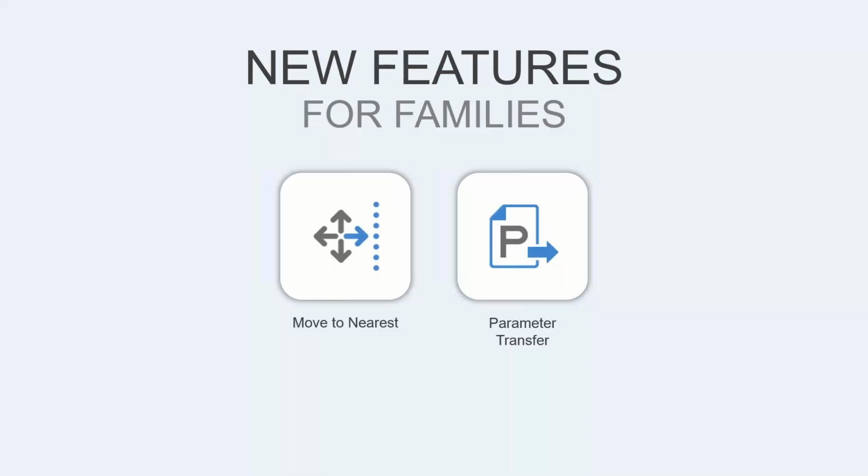Next, we're going to look at the Parameter Transfer feature. This allows us to transfer shared parameters between our families utilizing a Revit schedule. So we can create a schedule that shows all of the parameters in that family with all of the families we want to copy parameters to, and then make sure that we're using a shared parameter file that already has those shared parameters created.